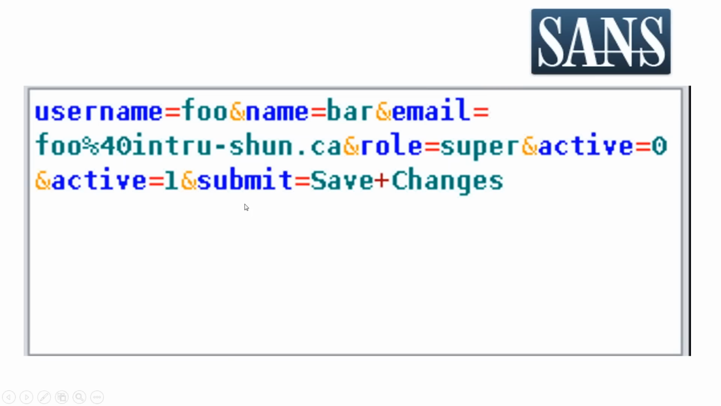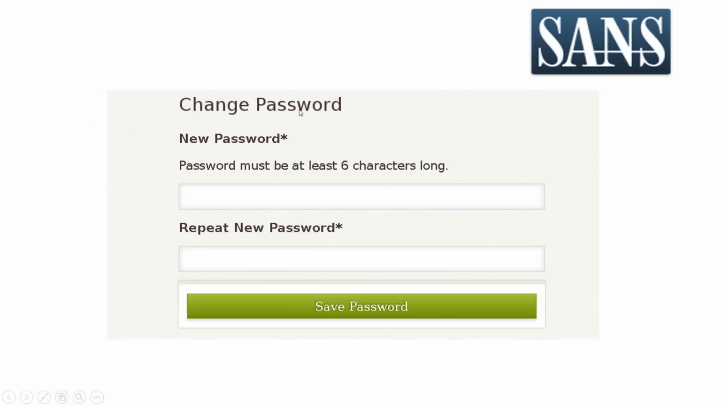Now, it wasn't just that. It wasn't just adding users. There's the change password function. Now, can anyone tell me what's missing from this form? New password? New password, save password. So I have 1, 2, 3 parameters. Now, what's the parameter that normally you have in there?